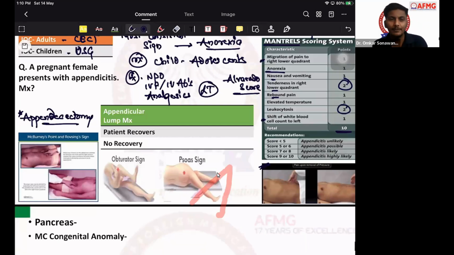Cupula sign would be seen, but it is a sign of pneumoperitoneum. I am asking you about generalized peritonitis. In generalized peritonitis, we may see a soap bubble appearance.